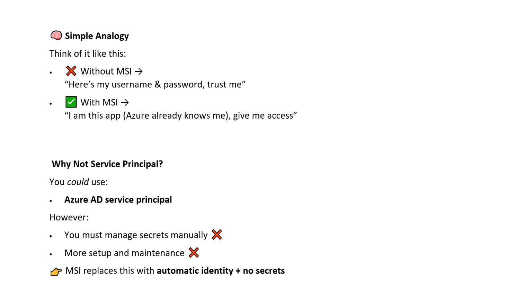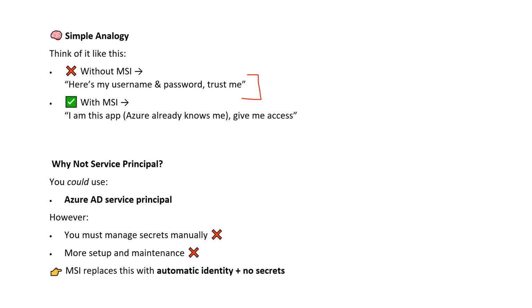Now let's see a simple analogy. Without MSI, it is like saying, this is my username and password, trust me. So there should be a trust factor right there. With MSI, it is like saying, I am this app, Azure already knows me, give me the access. So you already have those things in your MSI, Azure already knows it, and it will give you the access.